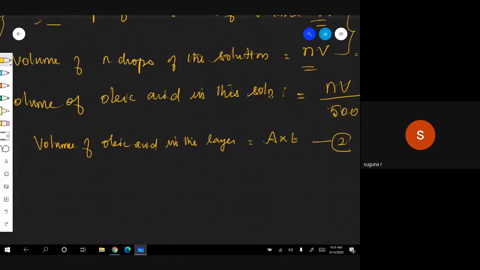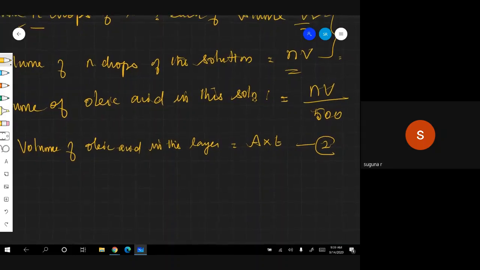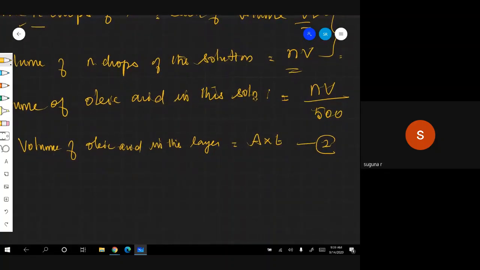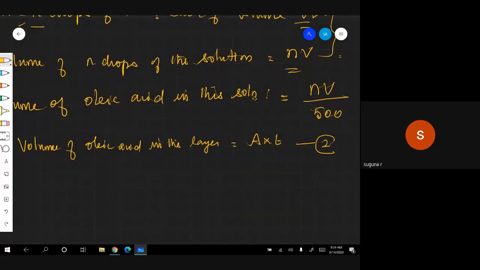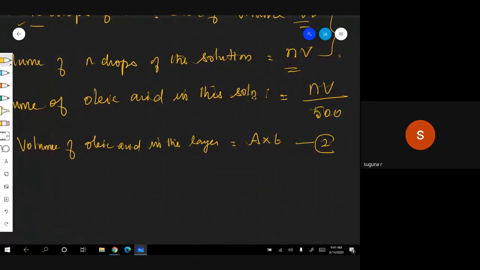The volume of the oleic acid in the solution is NB by 500. The same thing you poured on water. Once the alcohol gets evaporated, only the oleic acid surface is there, and you are finding the area of that surface. The thickness of the spread layer gives the molecular size of oleic acid. So the volume of oleic acid is the area of that layer spread into the thickness of the layer. Therefore, you have two expressions for it.